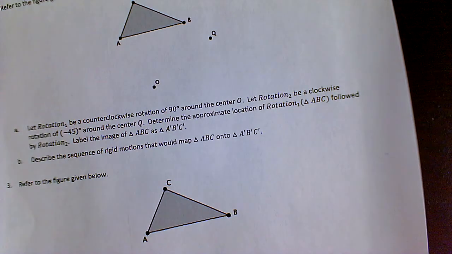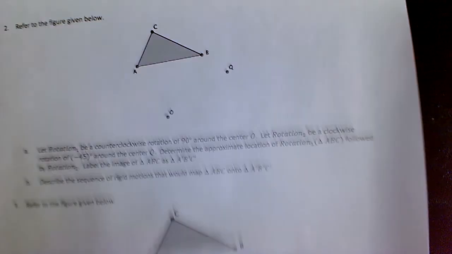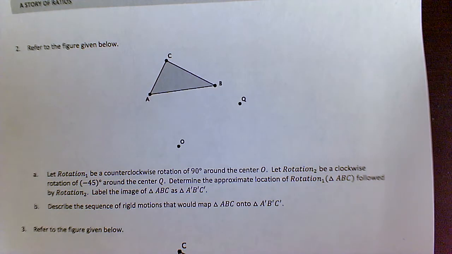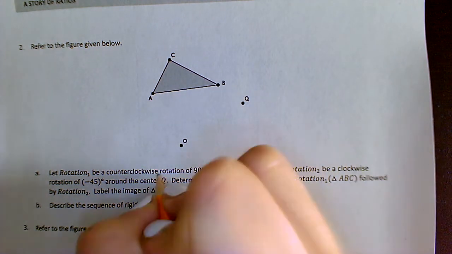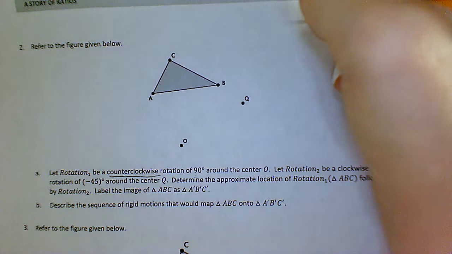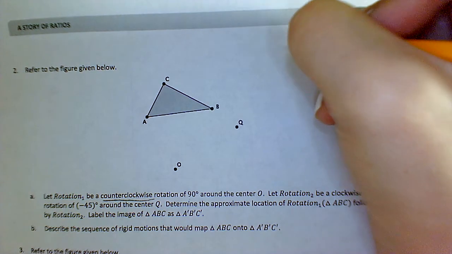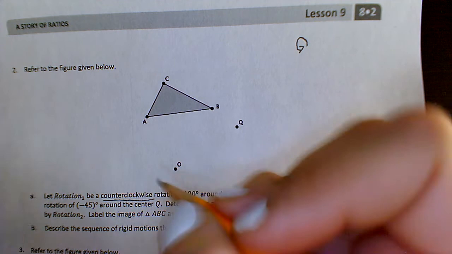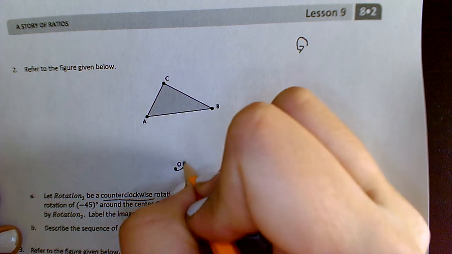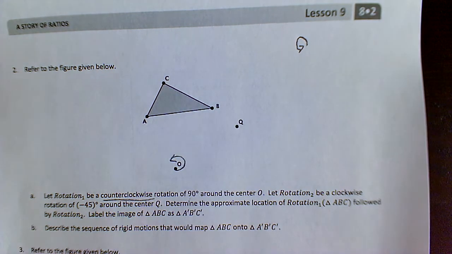Now for number 2. It says, refer to the figure given below. Let rotation 1 be counterclockwise 90 degrees. So now it's specific. Counterclockwise meaning going this way, 90 degrees, around O. You may even just draw that little arrow thing around O so you know which way to go.